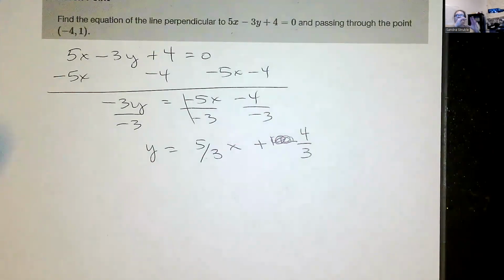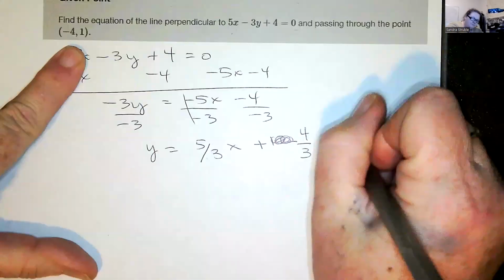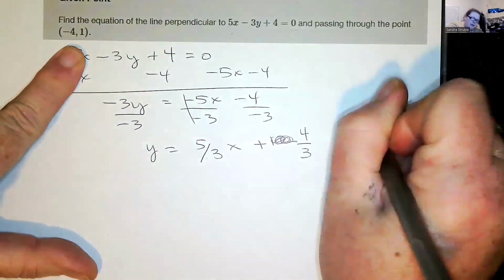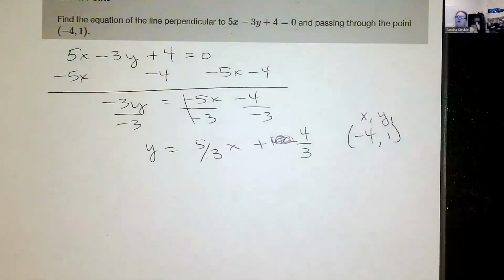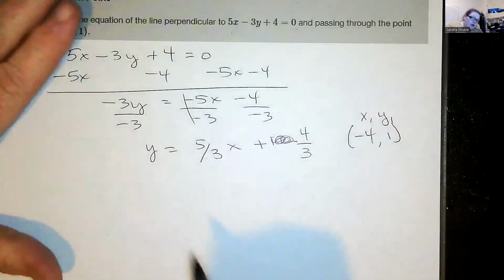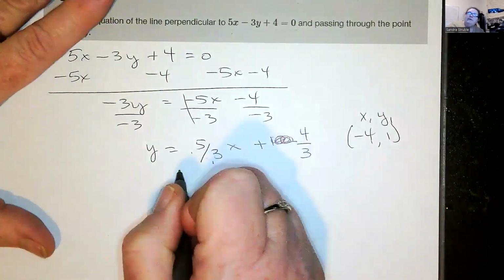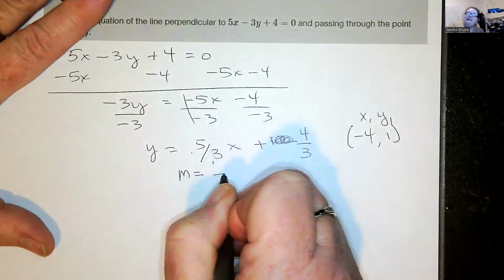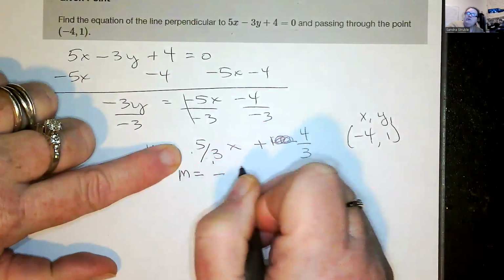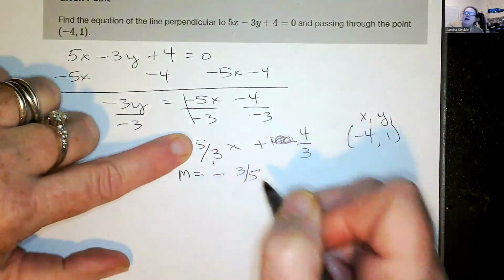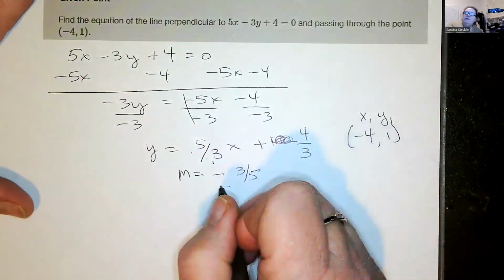All right. So they're giving us a new point. The point is negative 4, 1. That's going to be our x1, y1. We have to use the point slope formula along with this slope in negative reciprocal form to get us our perpendicular line to the one that they've given us. So if we're using 5/3 for their line, our new line is going to have to be m equals negative, since this one's positive, and then 3/5 since this one's 5/3.